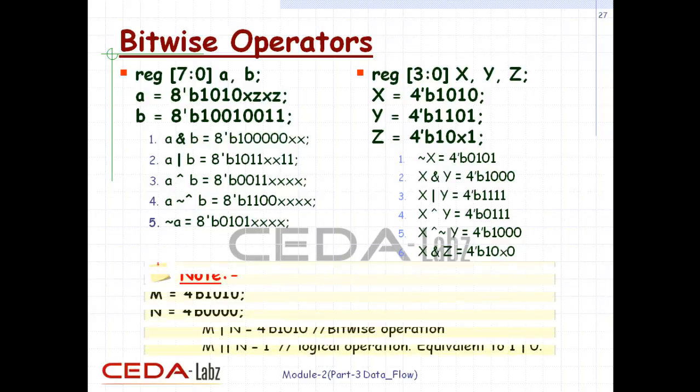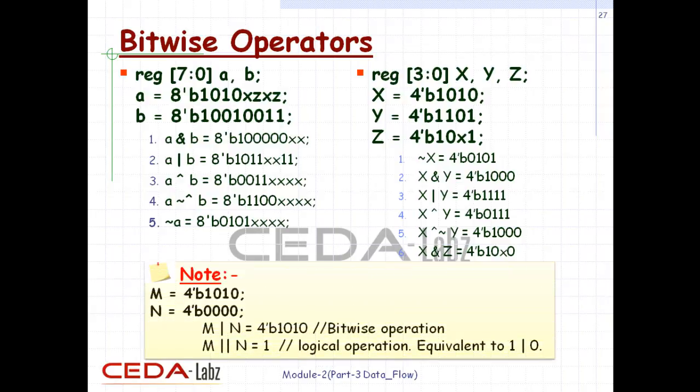It is important to distinguish bitwise operators from logical operators. A logical operator always yields a 1-bit logical value, 0 or 1 or X, whereas bitwise operators yield a bit-by-bit value. Logical operators perform a logical operation, not a bit-by-bit operation.